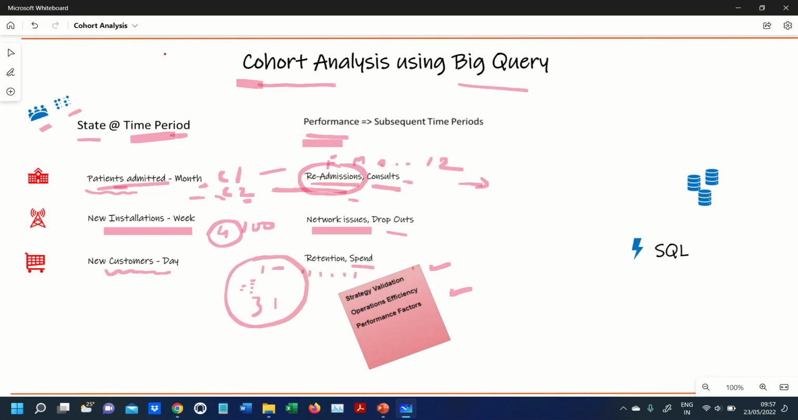Take the data and then first divide them into cohorts, and then start analyzing their behavior in the subsequent time periods. So this is, in short, what the cohort analysis means, and what value it adds to business. Now BigQuery. So why do we need BigQuery?